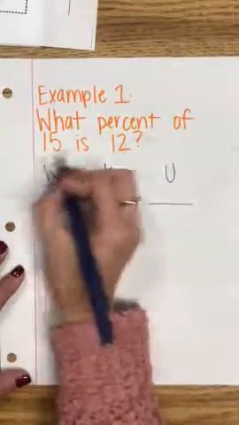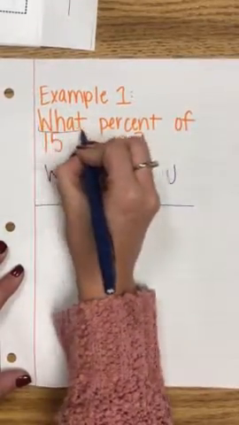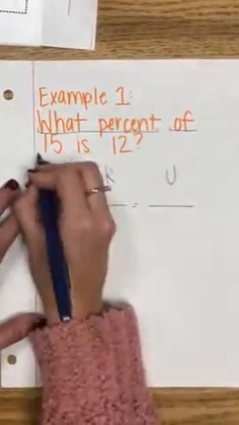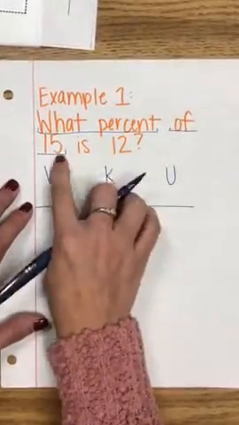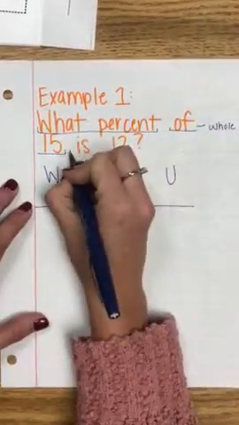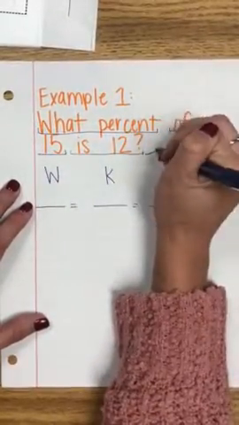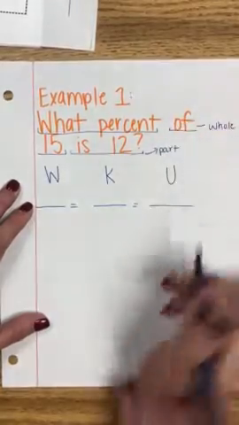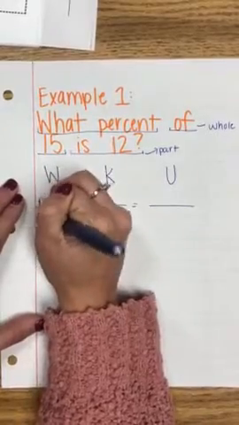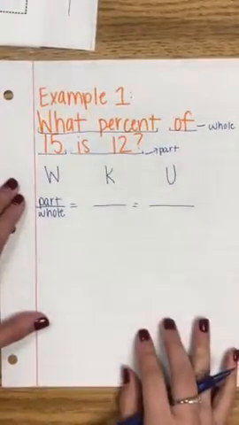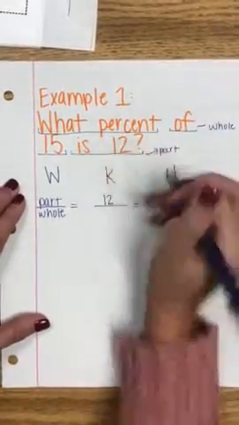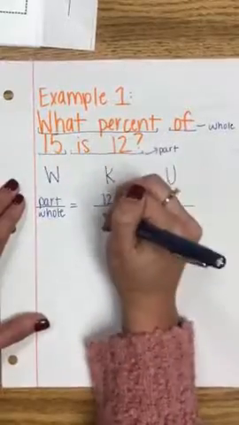So we need to go ahead and look at our question. So it says what percent, so that's something we do not know yet. It says of 15, so of 15 tells me this part is gonna be our whole. And it says is 12. This right here is going to be our part. So we have part to whole. Our is 12 is going to be the part of 15, our whole.